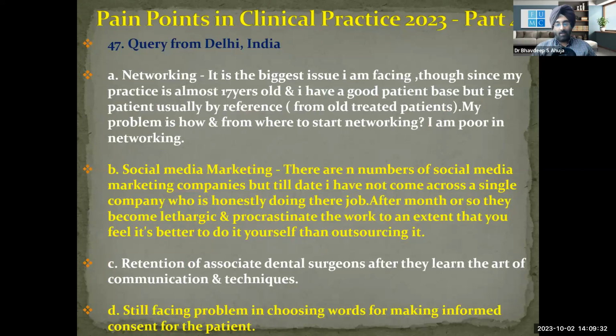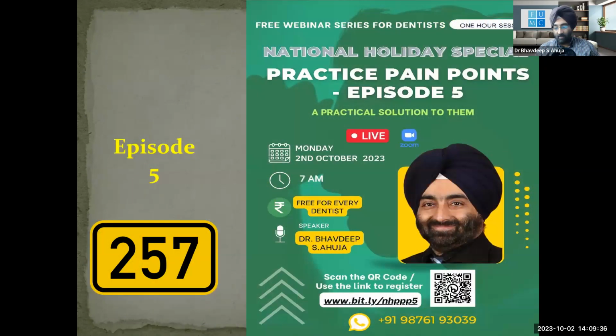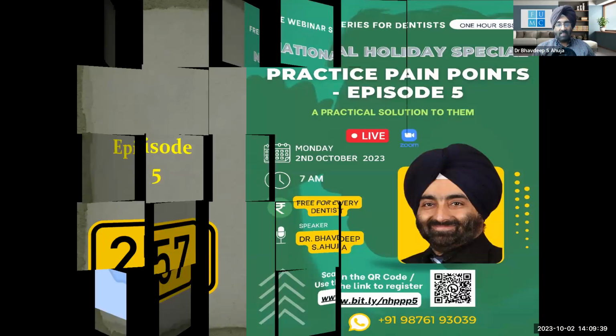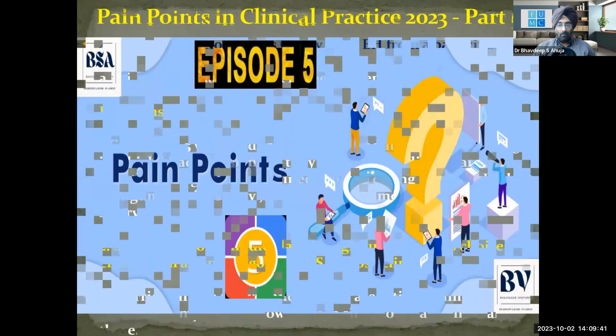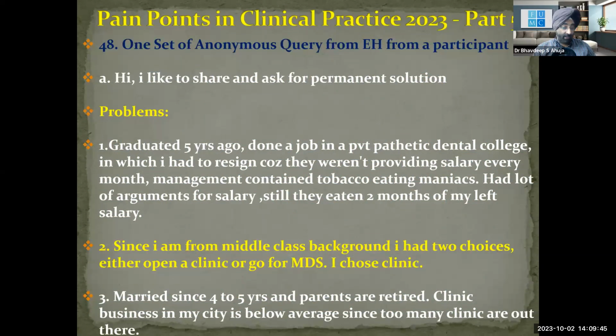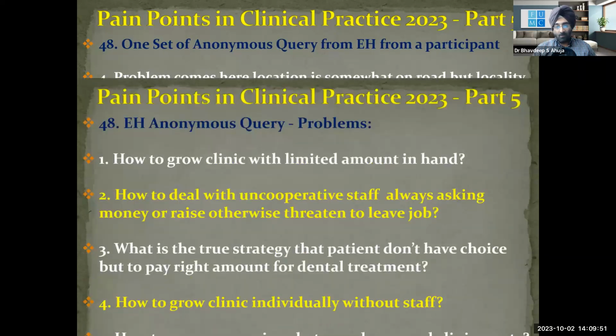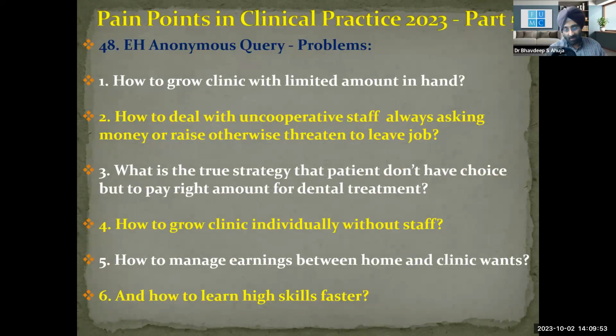And we started today morning from episode number 5 or webinar number 257. And in the morning, we covered these things. I started with the anonymous query, which was from EH. That was a very intriguing query. I spent quite a bit of time on the problems and of course the solution expected. This was not a part of our survey, but I still took it up because these were the ones which were asked and I spent some good time.